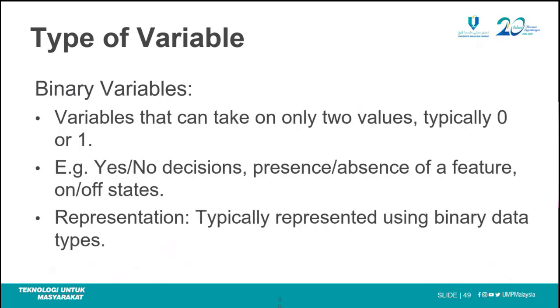Then the binary variable is a variable that can take on only two values, normally 0 or 1. For example, a yes or no decision, the presence or absence of a feature, or an on and off state. That is the binary variable. For representation, it is typically represented using the binary data type. In our optimization problem, it will be represented using binary data.